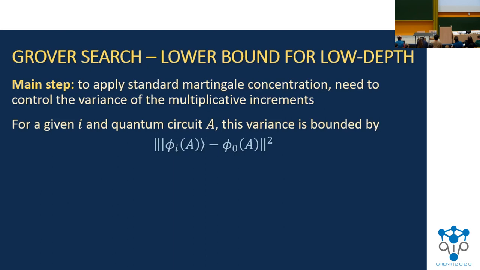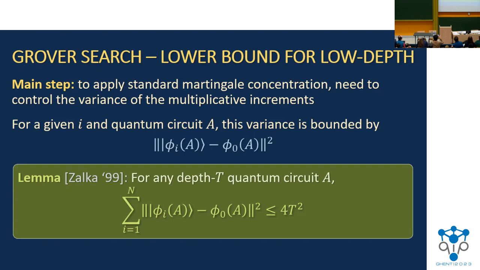One is the output state under a particular quantum circuit when the underlying oracle is the ith Grover oracle. Okay, that's phi I of A. And phi 0 of A is the same thing, but when the underlying oracle is the identity. Okay, so this is a quantity that people have studied a while back. We know actually that this quantity on average over I is bounded by roughly t squared over n.